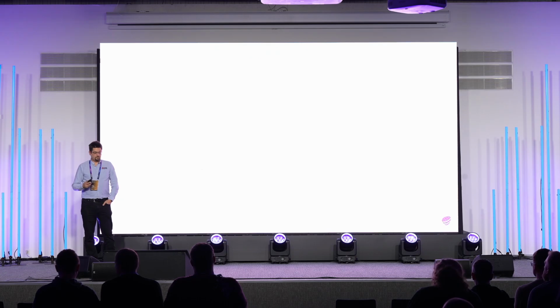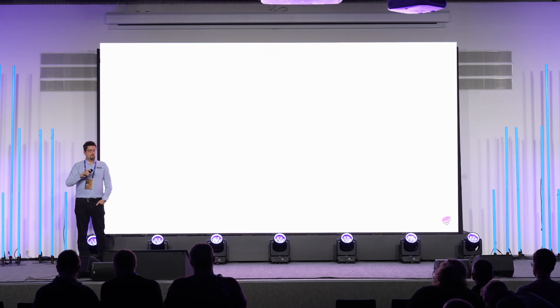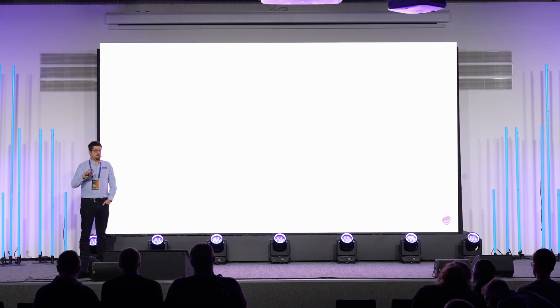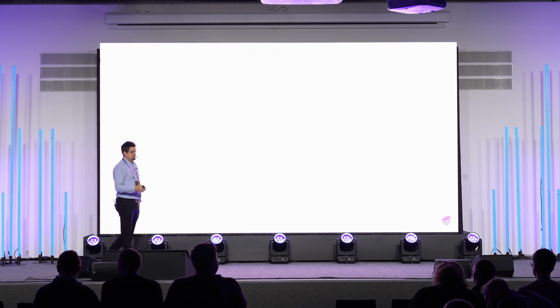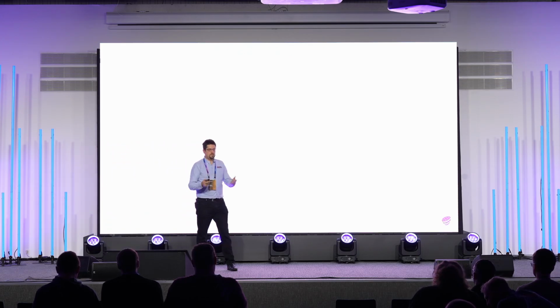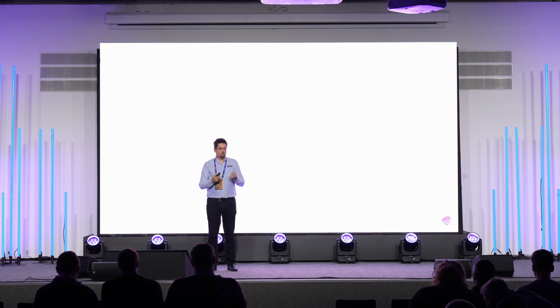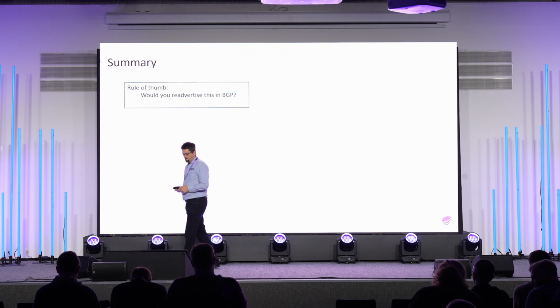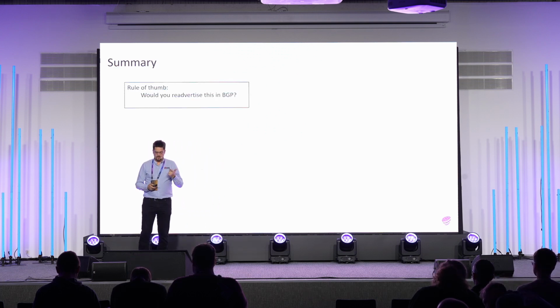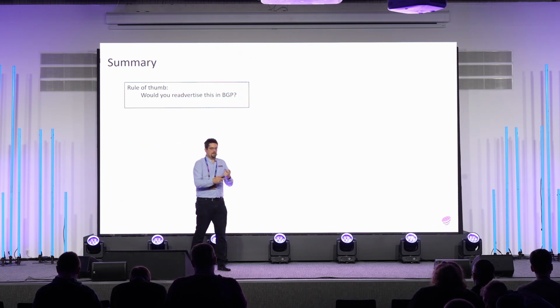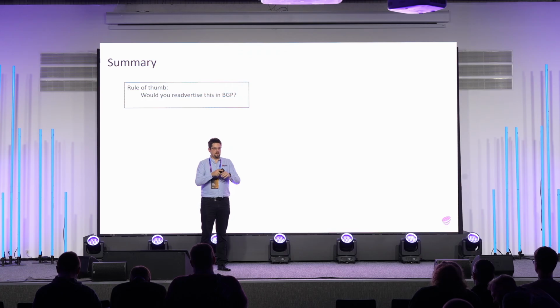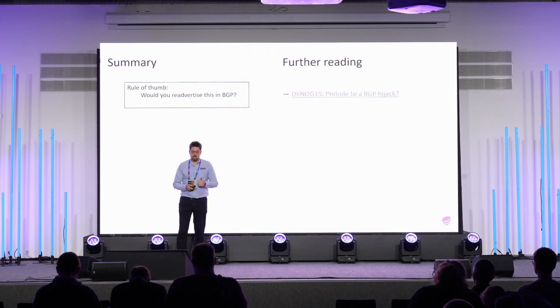So these were just my three tips for how you can manage your AS set better. In summary, the rule of thumb is if it goes in BGP, then that's probably correct to include. If it is not allowed to be re-advertised through BGP, then probably you shouldn't include it in your AS set either.